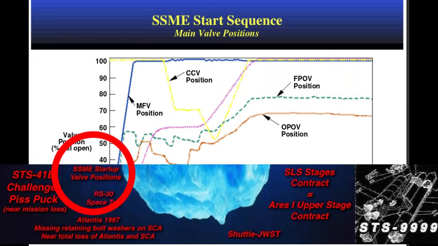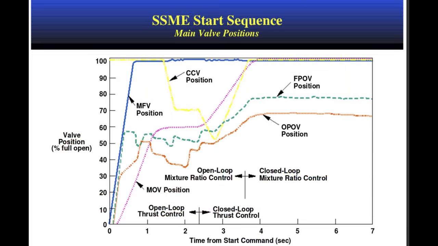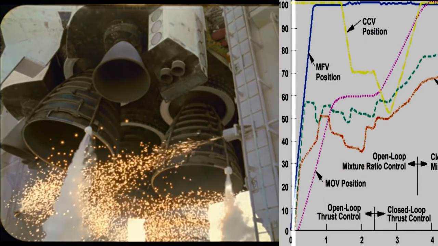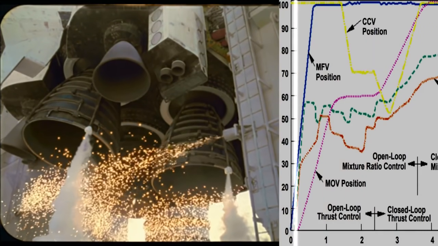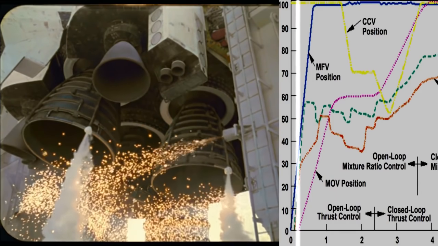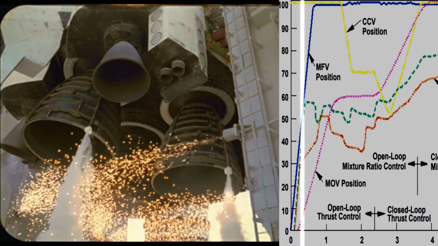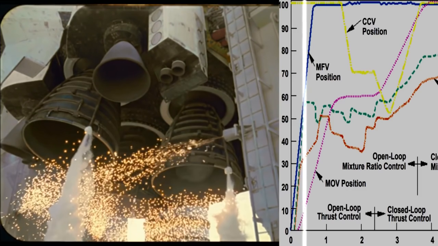SSME startup valve positions. This refers to the absurd and complicated sequence of positioning for the valves on the RS-25 main engines during ignition and ascent. There's actually a far more detailed breakdown of these positions in Scott Manley's video, How the Space Shuttle Started Its Engines and Launched, and I don't want to take away from how great that video is, so if you're interested, just go watch that. Scott will explain it better than I ever could.